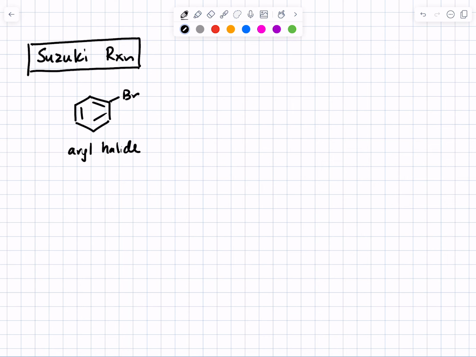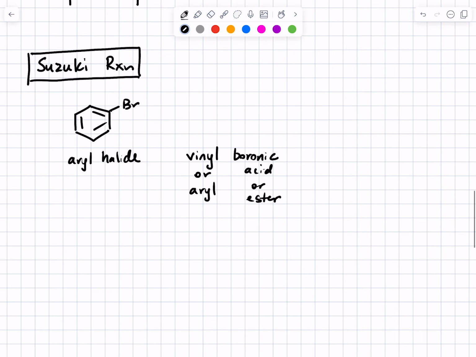One partner on the Suzuki reaction is this aryl halide, which means an aromatic ring attached to a halide. The other substrate, or the other molecule that is acted on by this reaction, in the example I'm going to give, is a vinyl group, meaning an alkene with a functional group on it. But it could also be an aryl group, an aryl or a vinyl, and then the functional group that's on the aryl or vinyl carbon is going to be called a boronic acid, but it could also be a boronic ester. So I need to give you some examples of this. Let me just give you one.